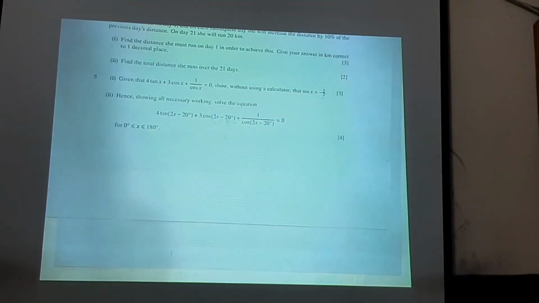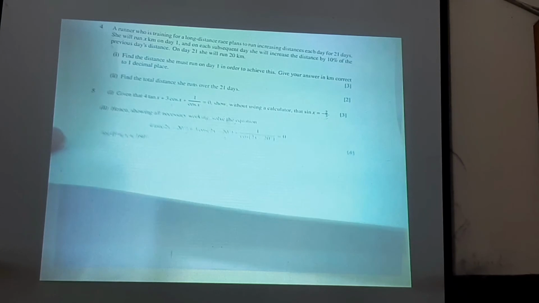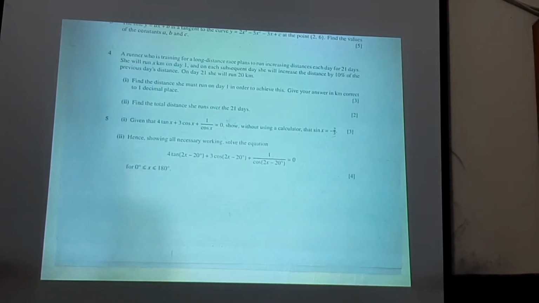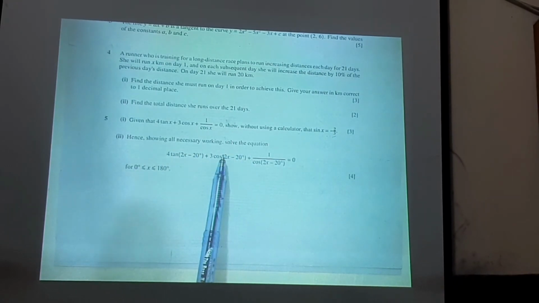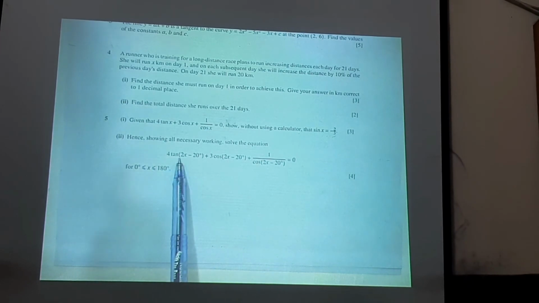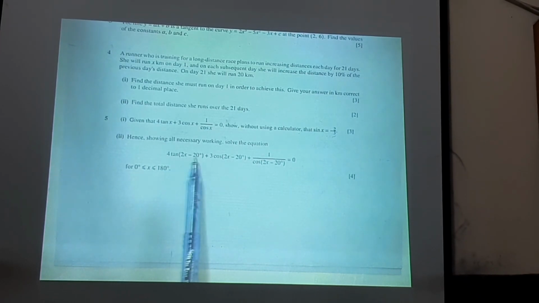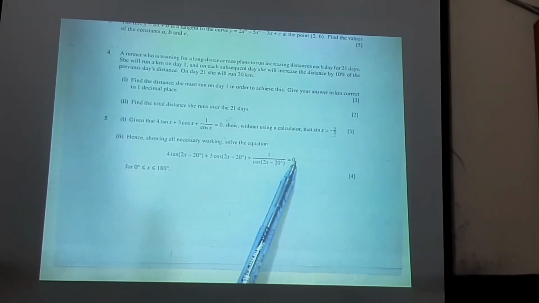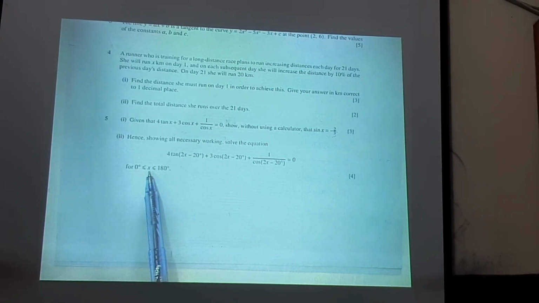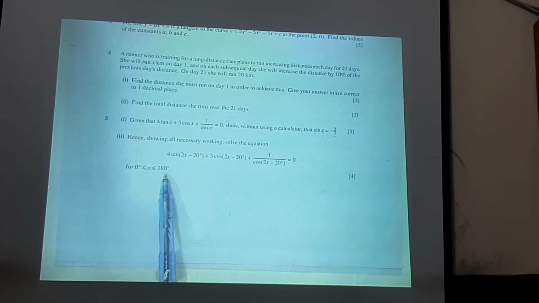Now for part number 2, in part number 2 we have been asked, showing all necessary working, solve the equation, and the equation here is 4 tan(2x minus 20) plus 3 cos(2x minus 20) plus 1 over cos(2x minus 20) is equal to 0, and the range in which you are going to solve it is x greater than or equal to 0 and x less than or equal to 180.